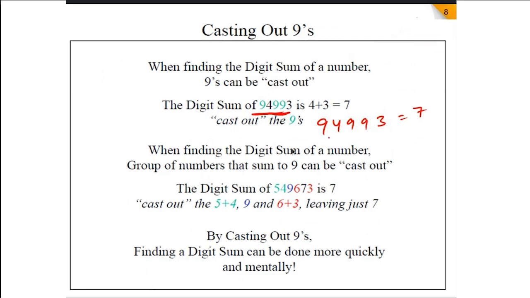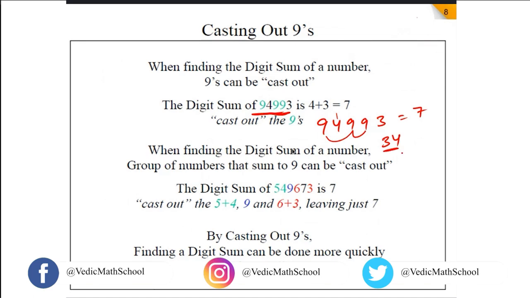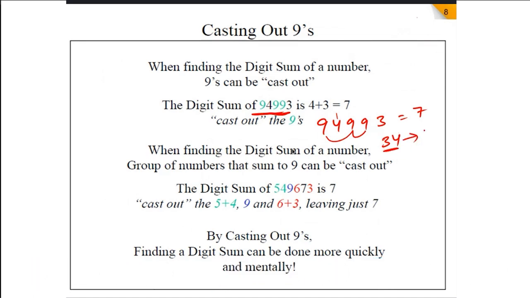So let's do it. 9 plus 9 plus 9 is 27, and plus 4 is 31. 31 plus 3 is 34. And now add these two digits, because I told you if you get the answer in two digits, just add it. Now 3 plus 4, 7. You got the same number here and here in both ways, right or not?